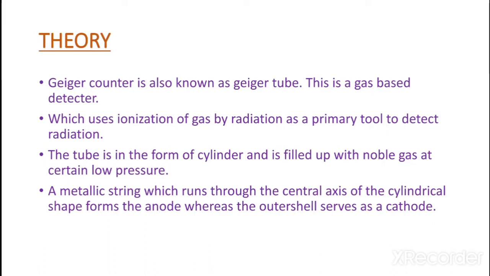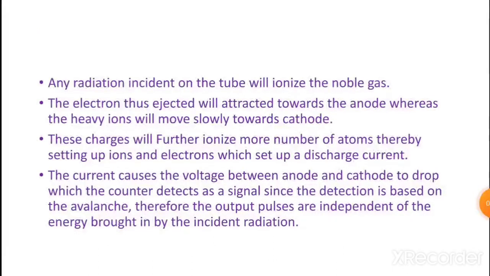This is a gas-based detector which uses ionization of gas by radiation as a primary tool to detect radiation. The tube is in the form of a cylinder and is filled with noble gas at a certain low pressure. A metallic string which runs through the central axis of the cylinder forms the anode, whereas the outer shell serves as a cathode. Any radiation incident on the tube will ionize the noble gas.